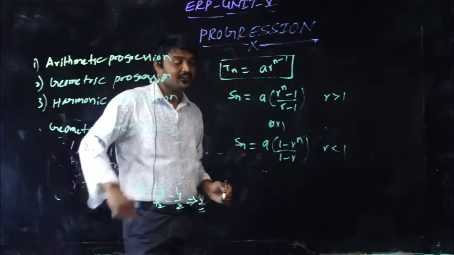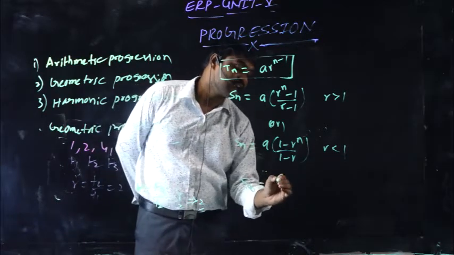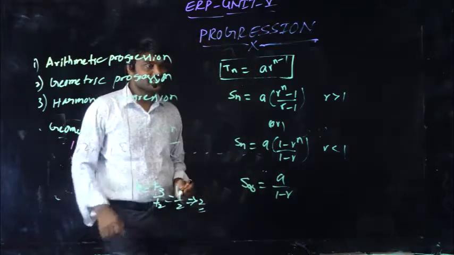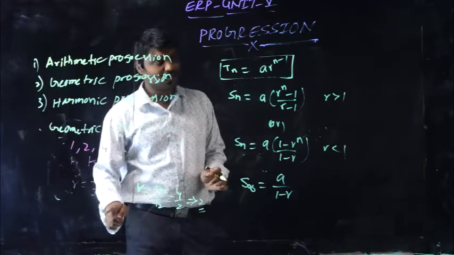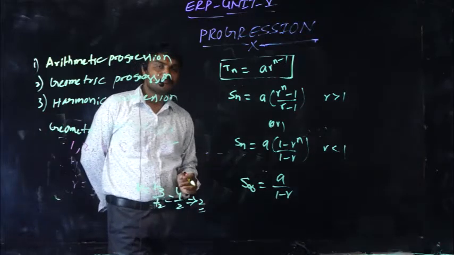So here S infinity equals a by 1 minus r. Here r equals T2 by T1, a is the first term, and n is the number of terms.